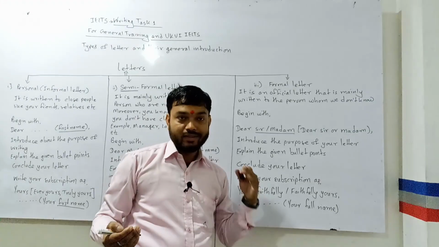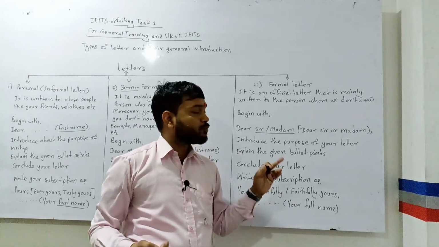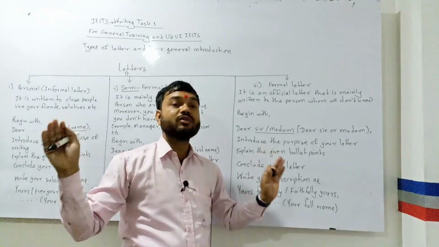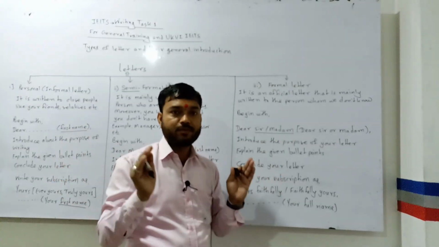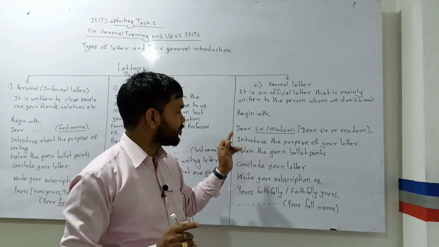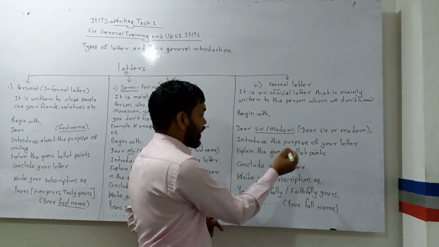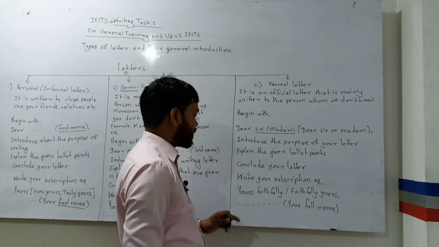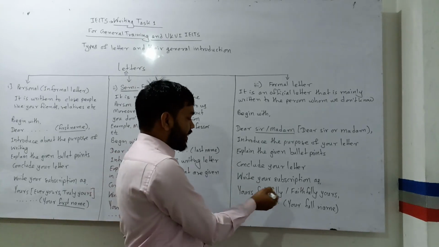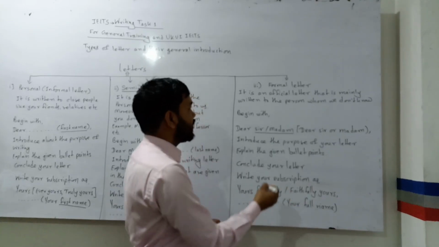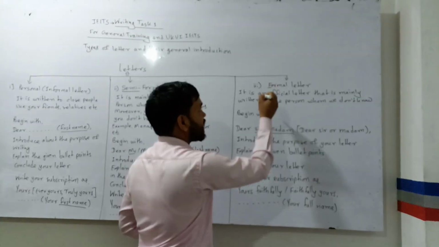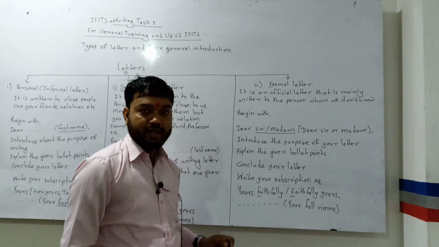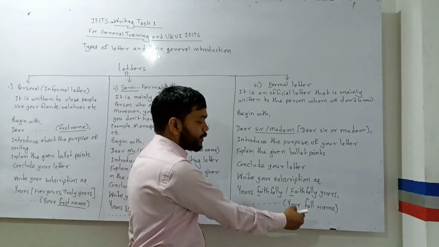Introduce the purpose of your letter. Why are you writing this letter? And remember, if your answer does not match your question, you will not get the score. So always understand the question first and then introduce and explain the bullet points. Then conclude your answer at last. Write your subscription as yours faithfully or faithfully yours. As I have told you, formal starts with F, so you can use faithfully. Clear? Yours faithfully and also your full name.